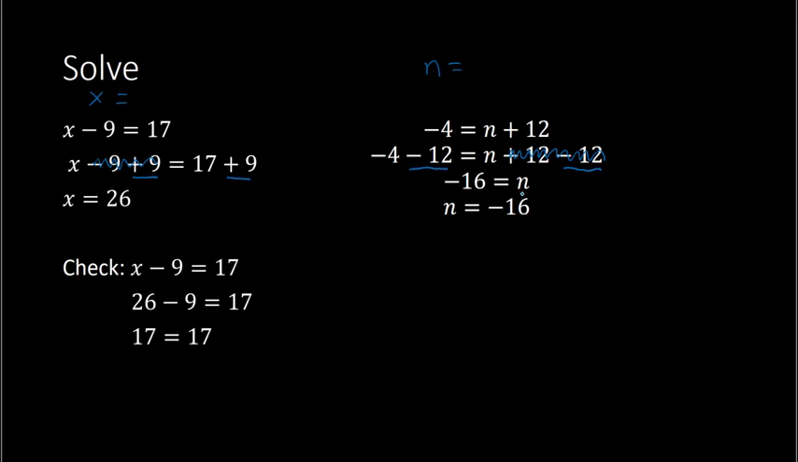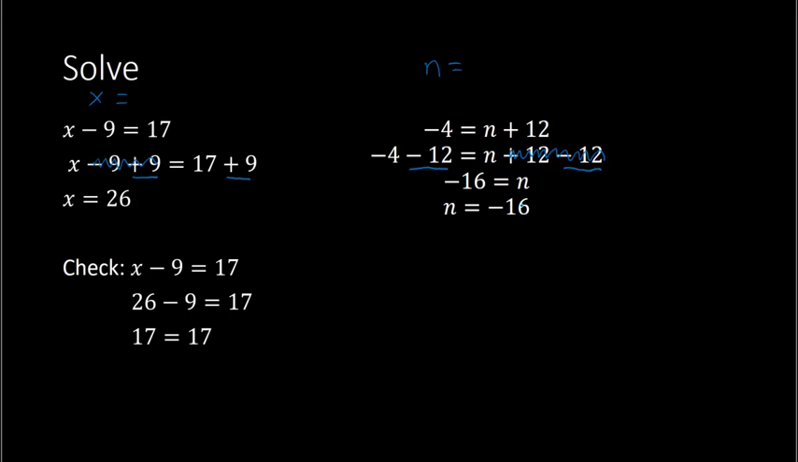And I can change the side that the n is on. I can move it over, so it's n equals negative 16 instead of negative 16 equals n. And that would be your symmetric property.